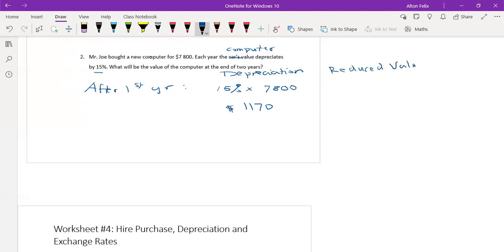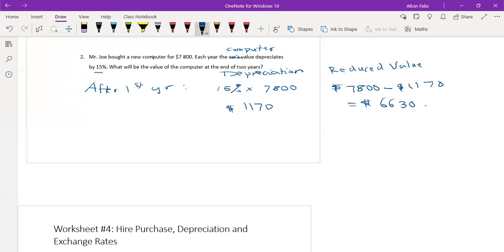So let's find the reduced value of the computer after 1 year. So the reduced value will be 7,800, then you subtract the loss in value, which is 1170, and then we get the reduced value. So we are subtracting 1170 from 7,800, and that will give us 6630.